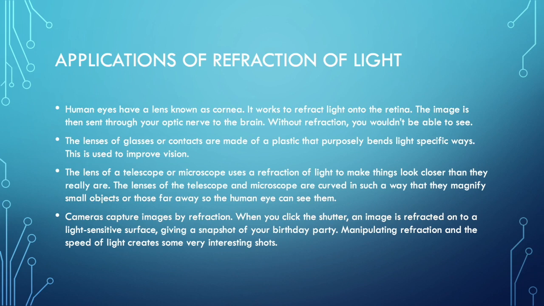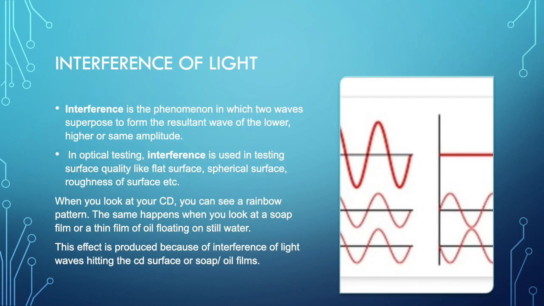Cameras capture images by refraction. When you click the shutter, an image is refracted onto a light-sensitive surface, giving a snapshot of your birthday party. Manipulating refraction and the speed of light creates some very interesting shots.